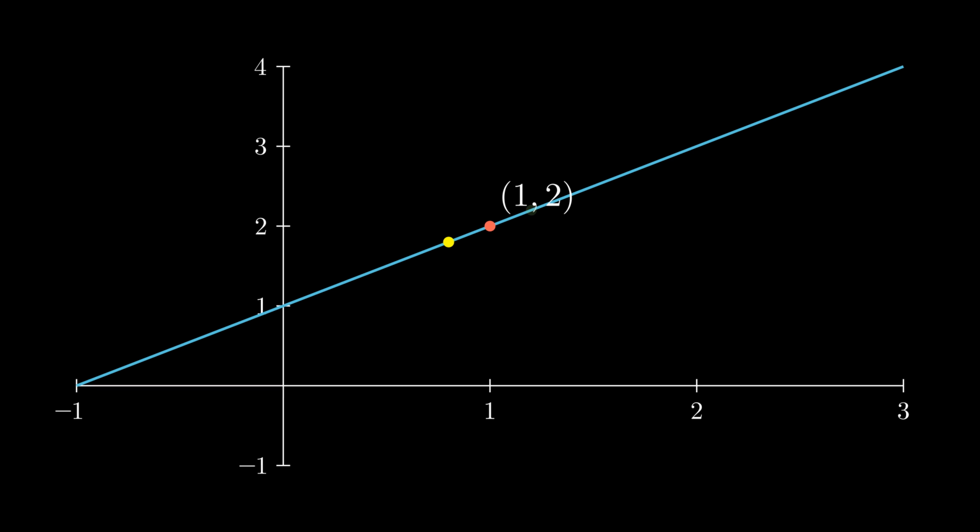From the left, as x approaches 1, the function approaches 2. From the right, as x approaches 1, again the function approaches 2. Therefore, the limit exists and equals 2.